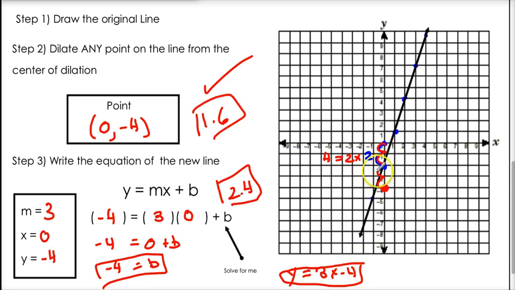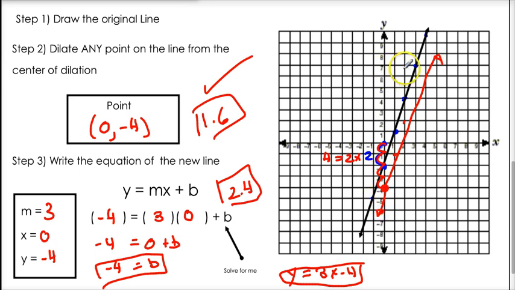So you should graph this line now. Our y-intercept is negative 4. We go up 3 over 1. Up 3 over 1. Up 3 over 1. And you'll graph your new line. And don't forget to label.